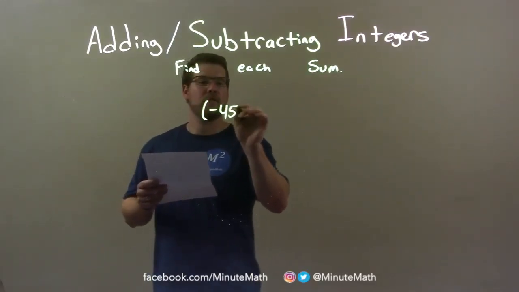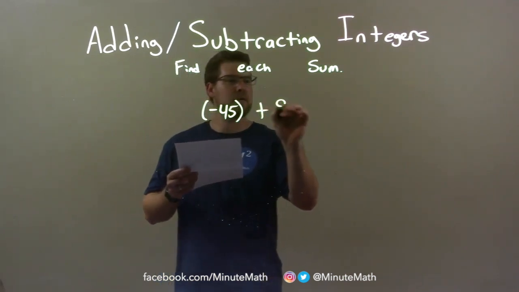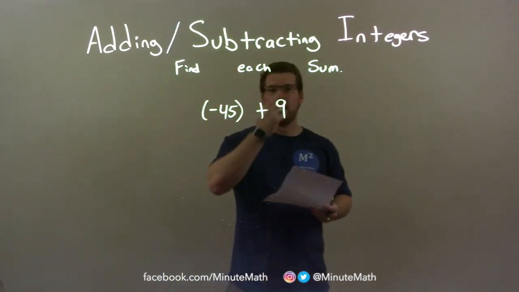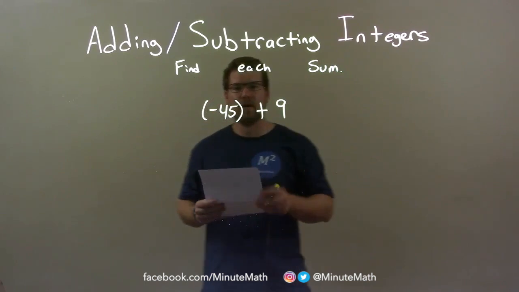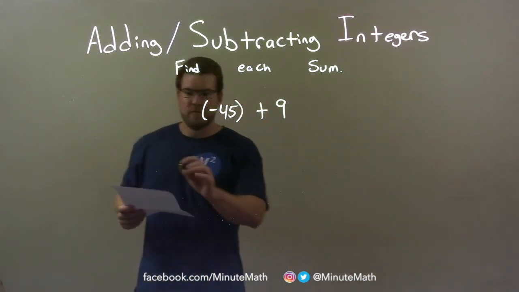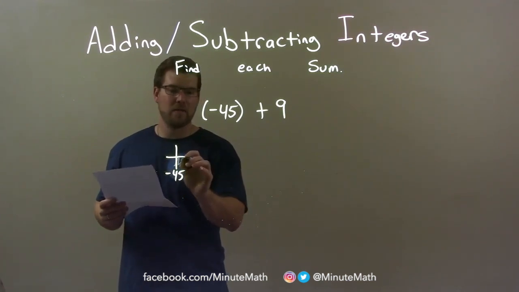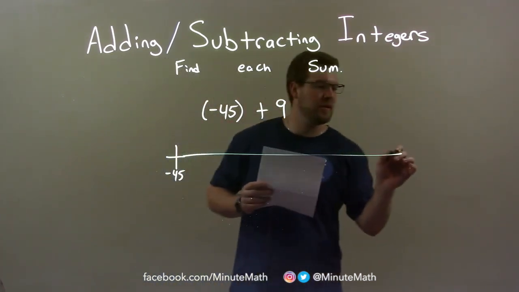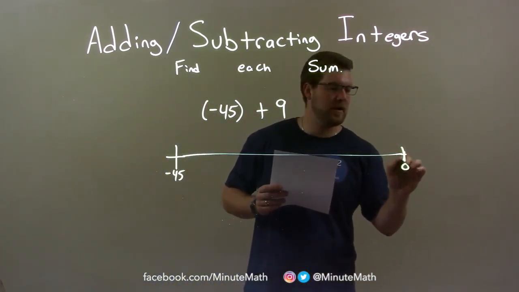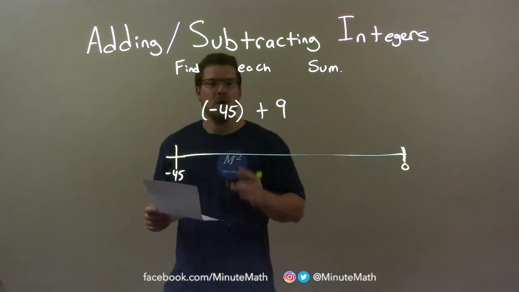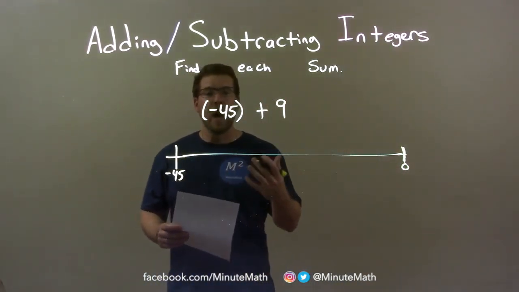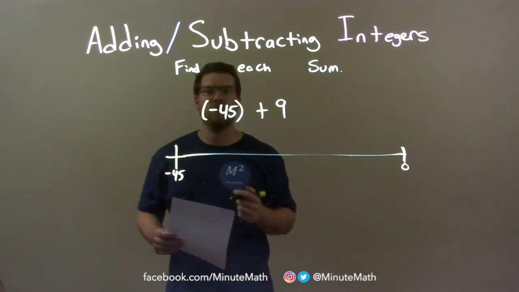Negative 45 plus 9. So we have negative 45 plus 9 right there. We start with negative 45, so let's put that here. And way over here is 0, though this is not to scale. Well, we have to add 9 units. We know 9 can break down to be 5 and 4.